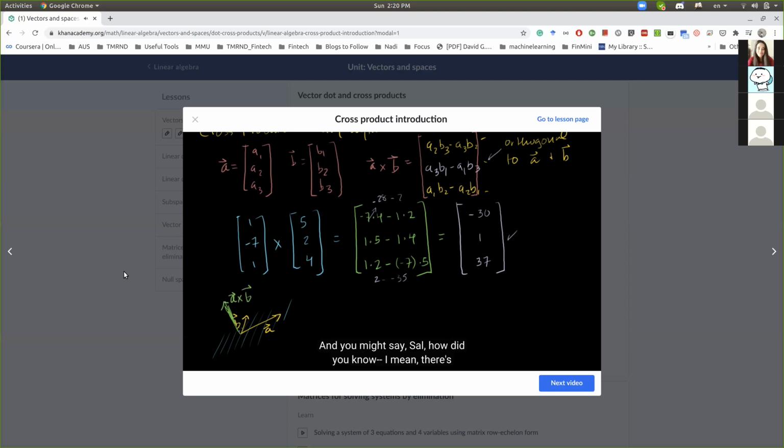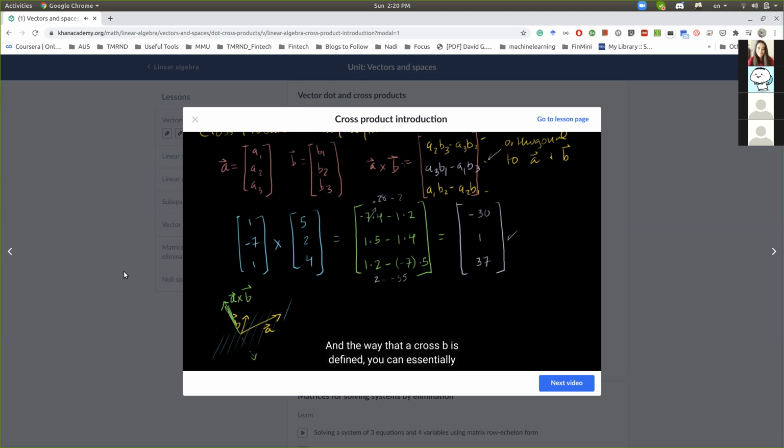And you might say, Sal, how did you know that? I mean, there are multiple vectors that are orthogonal. Obviously, the length of the vector I didn't specify, and it could pop straight up like that. Or it just as easily could have popped straight down like that. That also would be orthogonal to A and B.